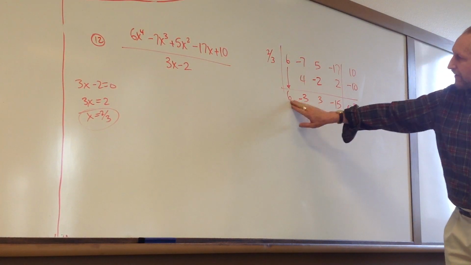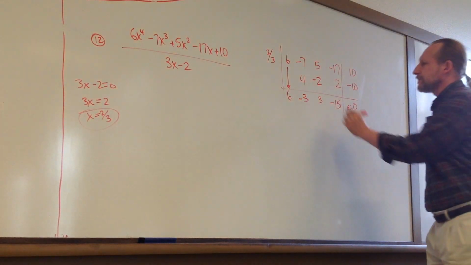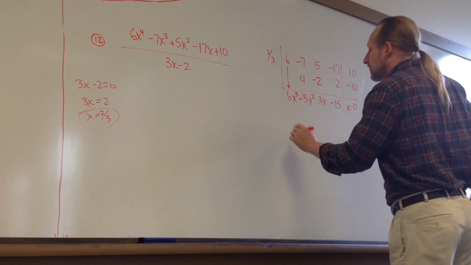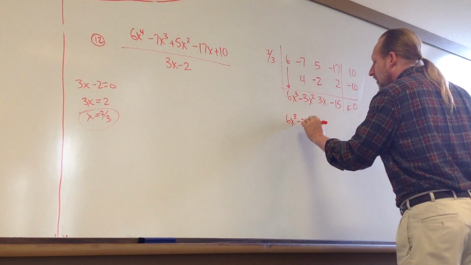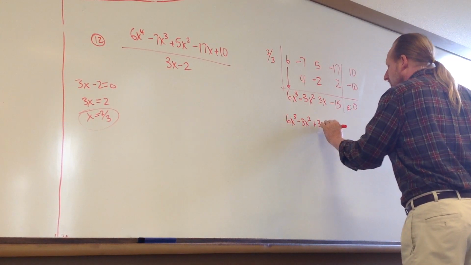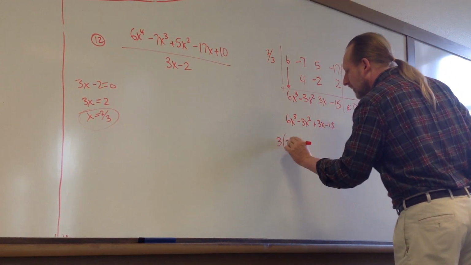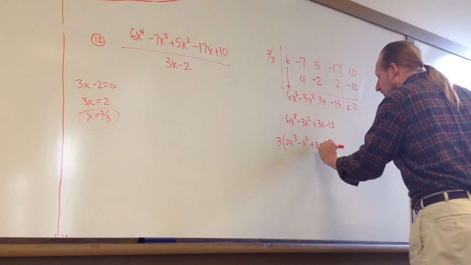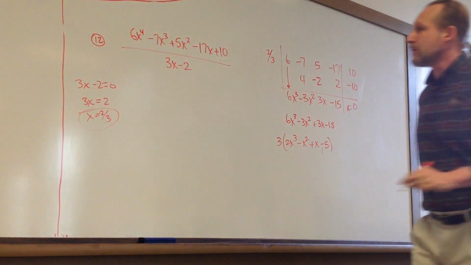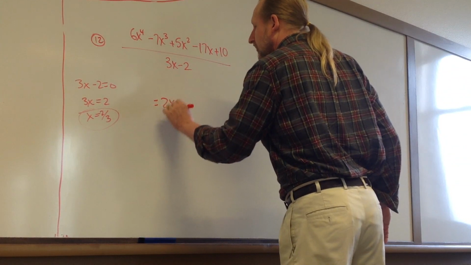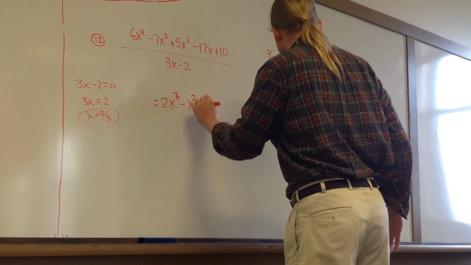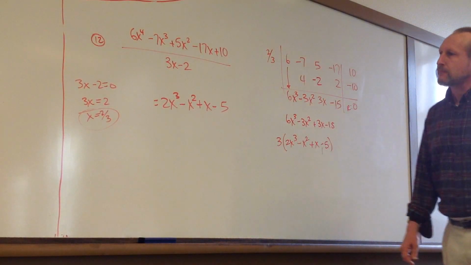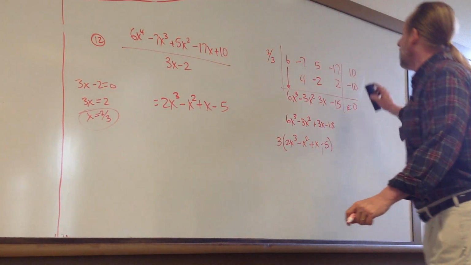Notice we've got a common factor equal to this denominator. So our answer in this problem is going to be, well, I'll write this down. And then we need to factor out a 3. So this will be 2x cubed minus x squared plus x minus 5, 0 remainder. So there's our answer. 2x to the third minus x squared plus x minus 5. All right, let's look at one more problem.